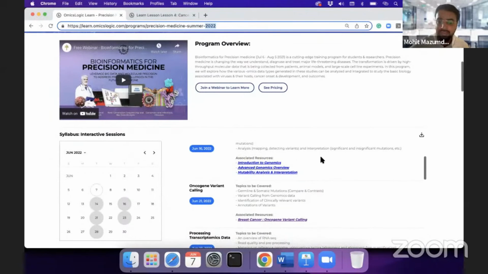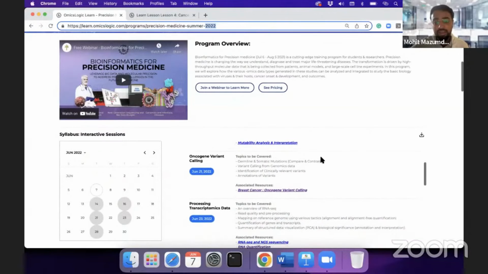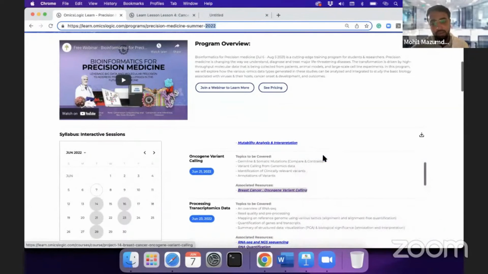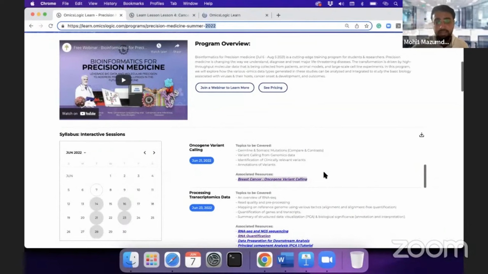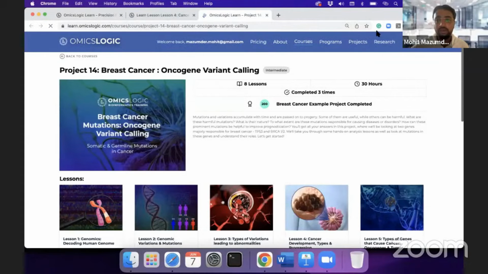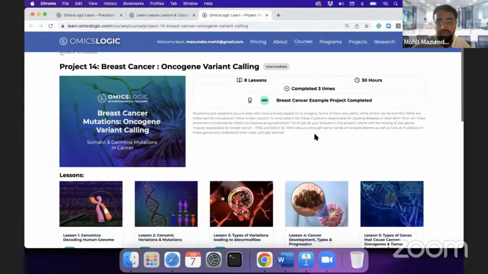After the first session and the second session on genomics, we will be going through a case study. This is a very interesting case study on oncogene variant calling. Again, you can always go to this page and check these links for yourself, and understand what this project and this session will be all about and what we'll be covering. So here is an example of a new project on oncogene variant calling.